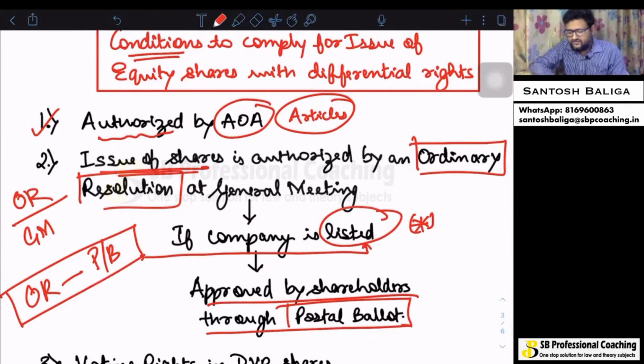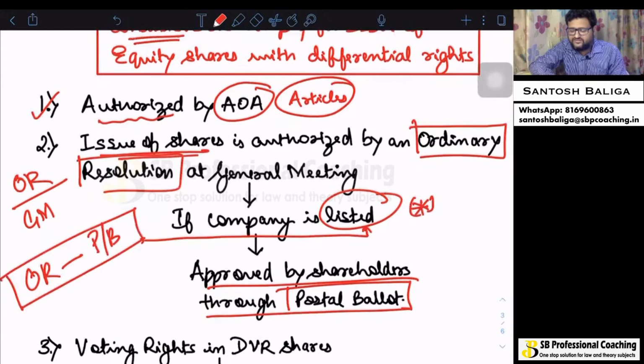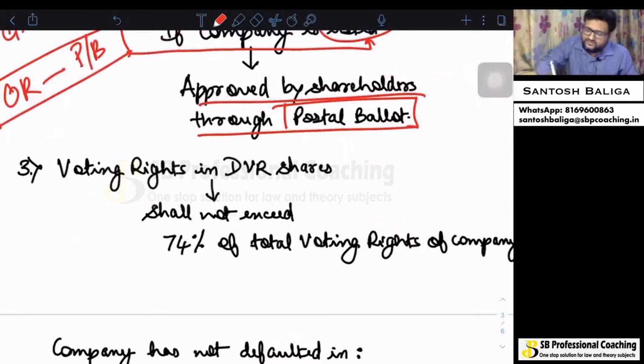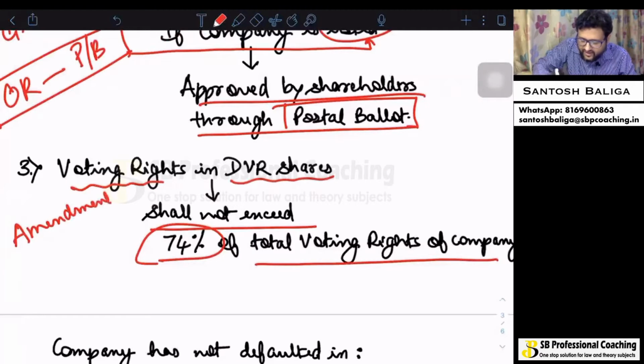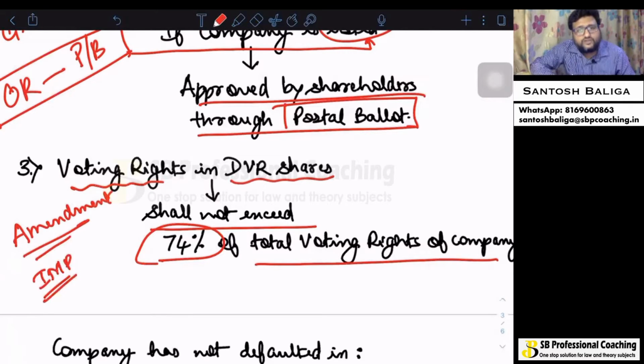The next point is such voting rights in DVR shares shall not exceed 74% of total voting rights of the company. This is a recent amendment which is made. Hence, it is important from examination point of view. So, the total voting rights through DVR shares shall not exceed how much? 74% of total voting rights of the company. I hope this point is also clear.